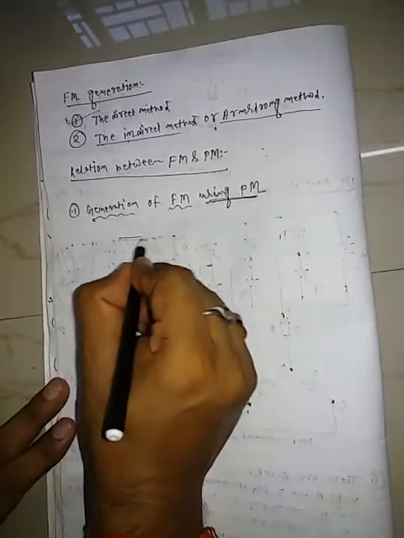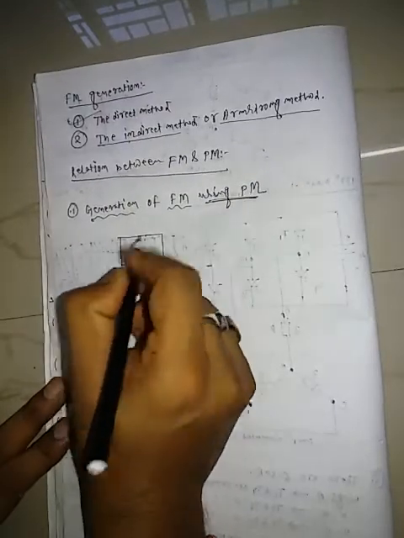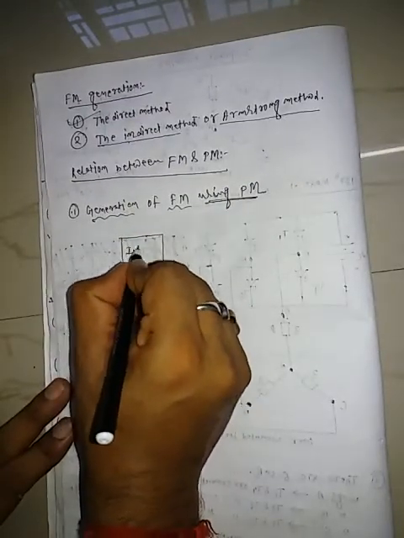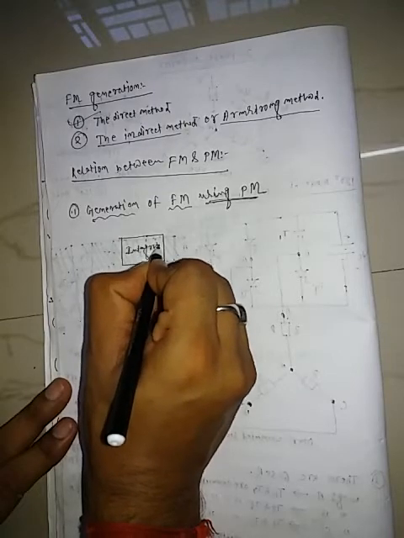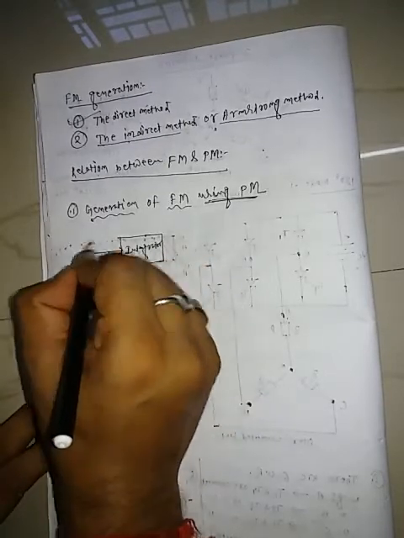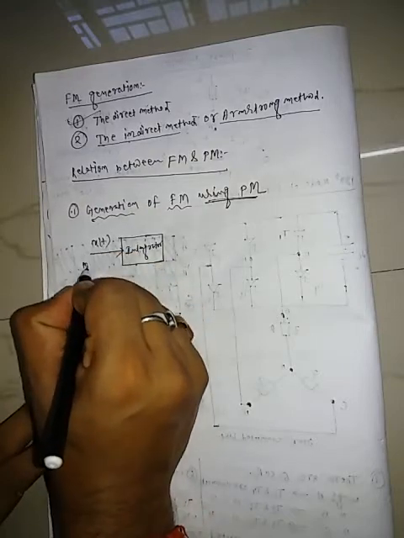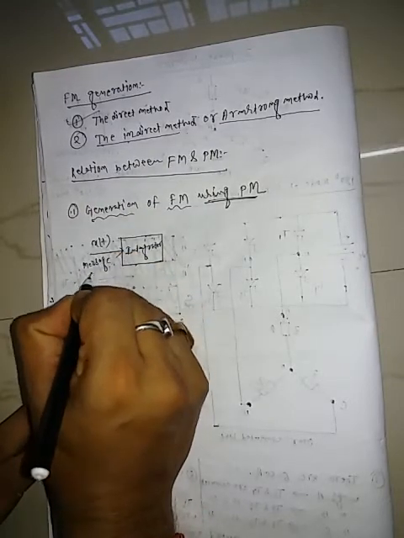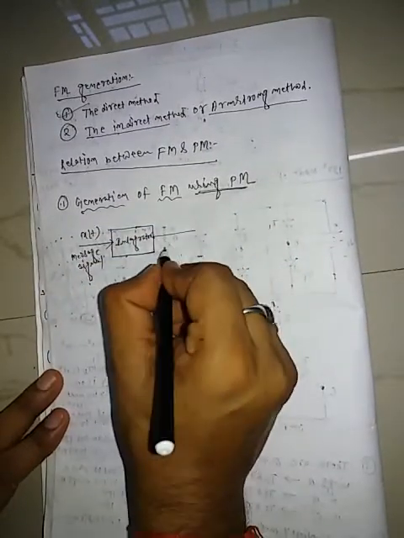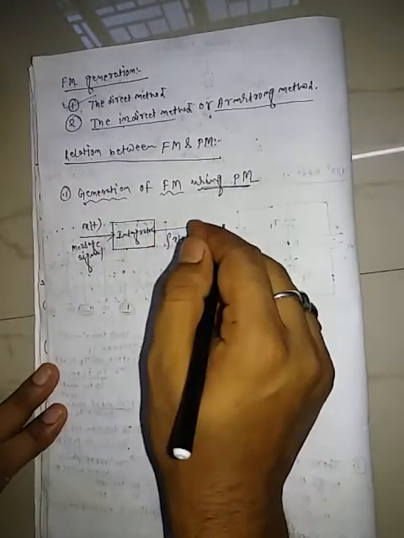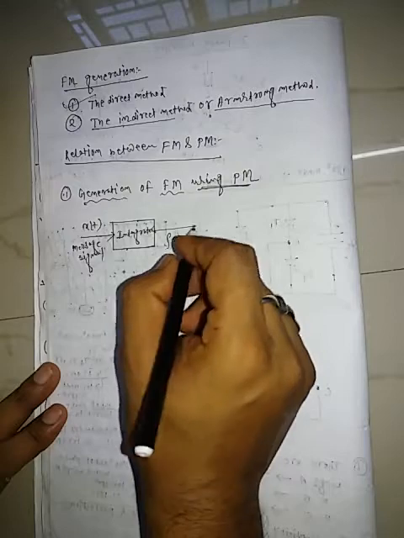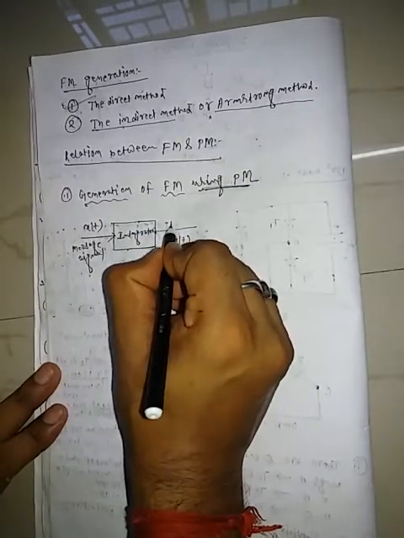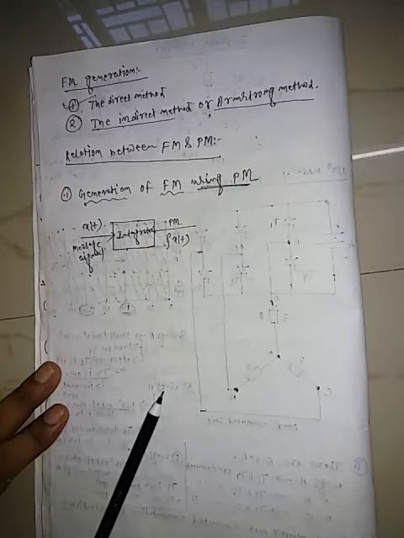So first, this is the integrator. This is x(t), the message signal. The output of the integrator is the integration of x(t). Integration of x(t) is called the PM signal.